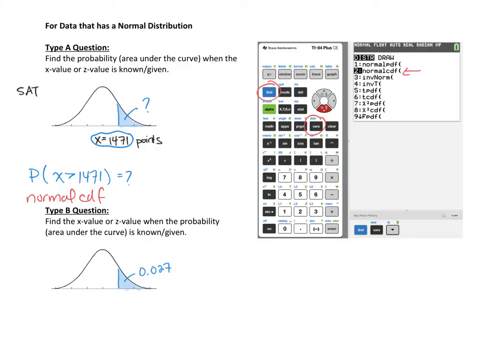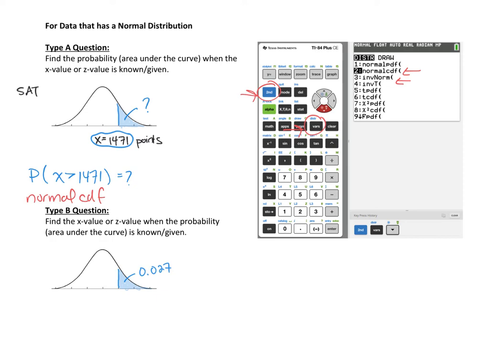The other type of question that you're going to be looking at is if you were asked the opposite. So we call these type B questions. So notice how question B is very different from question A, but still similar. So if you were trying to find the x value or the z value and the probability or the area under the curve is given to you, so here we know the area under the curve and we're trying to work backwards to find the corresponding x value, then this is the inverse of the type A question. So the inverse means if you're going to your calculator, you're going to choose second vars again, but this time you would choose the third option, inverse norm.